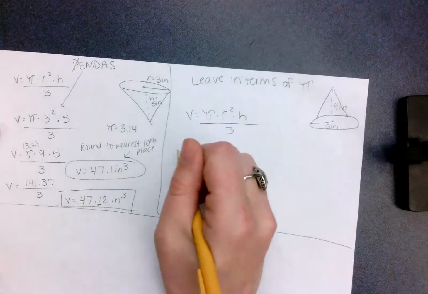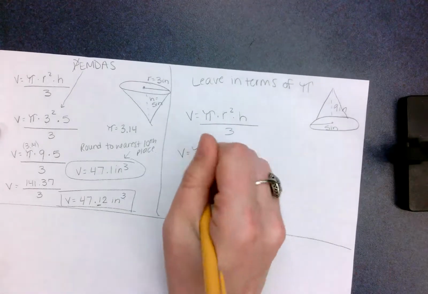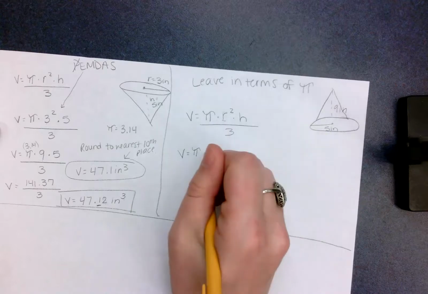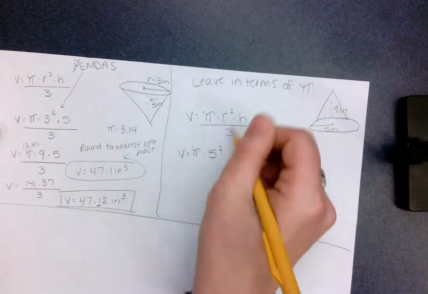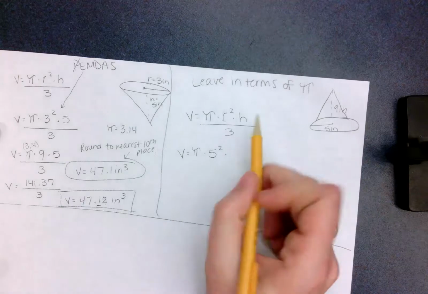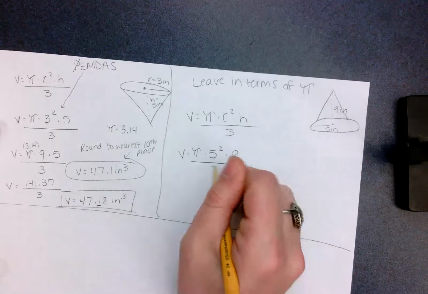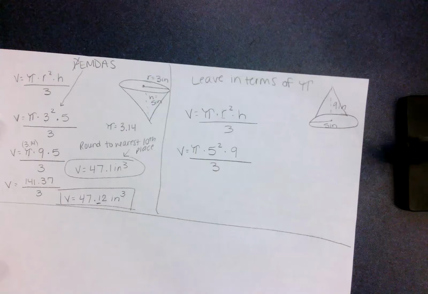We're solving for our volume, so I'm just going to rewrite it. Pi times radius squared. My radius is 5 squared because my formula told me to, times the height, which is 9. All of that divided by 3 because that's what my formula says.